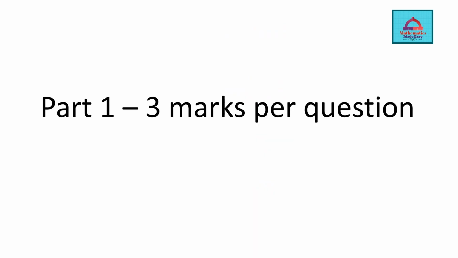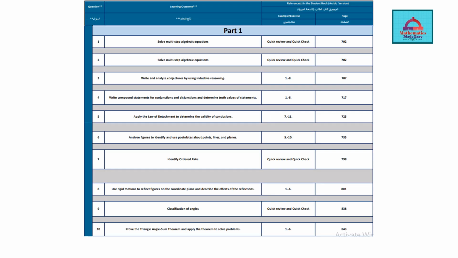So I've already told you that part 1 is going to be the multiple choice questions carrying 3 marks per question. Let's look at the learning objectives for part 1 now. This is the set of learning outcomes that has come for part 1. As you see, the page numbers as per your book are already mentioned. So please do these questions very nicely. Watch my videos which are going to come very soon, inshallah, to help you understand these questions.